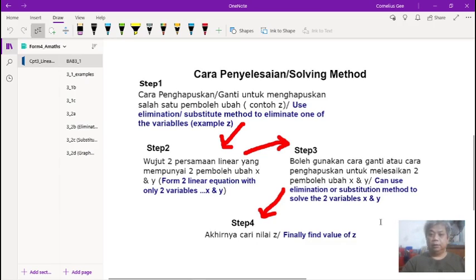Selepas tu dapat x dan y, once you get x and y, you go back to the original equations. The equation to find the value of z. So that is basically how you do it.